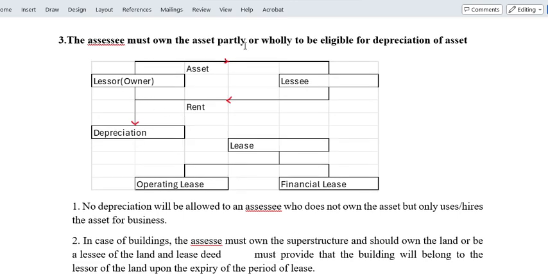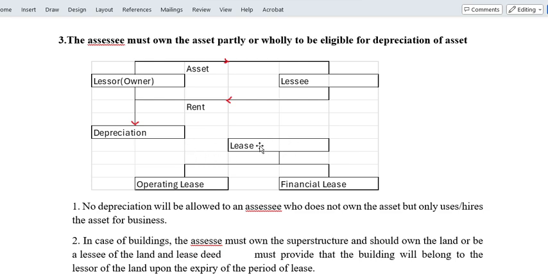The assessee must own the asset partly or wholly to be eligible for depreciation of the asset. Now, lessor can be considered as owner. Lessor is the owner. And there is a lessee and lessor. Lessor is giving the asset to the lessee, then lessee is giving him the rent. Then depreciation is allowed to the lessor. Okay. In case of lease.